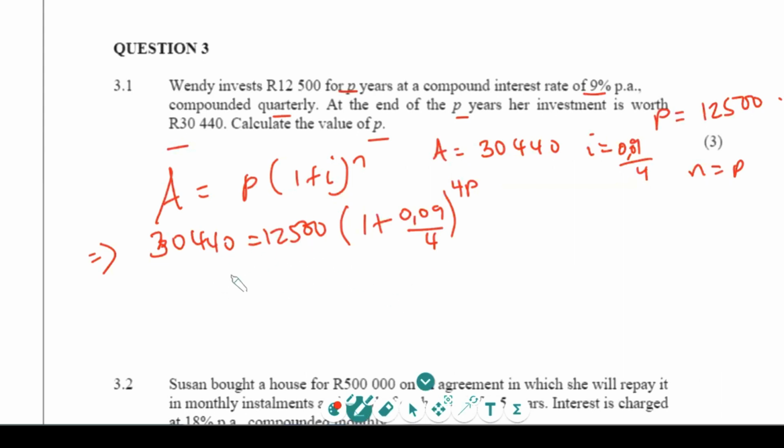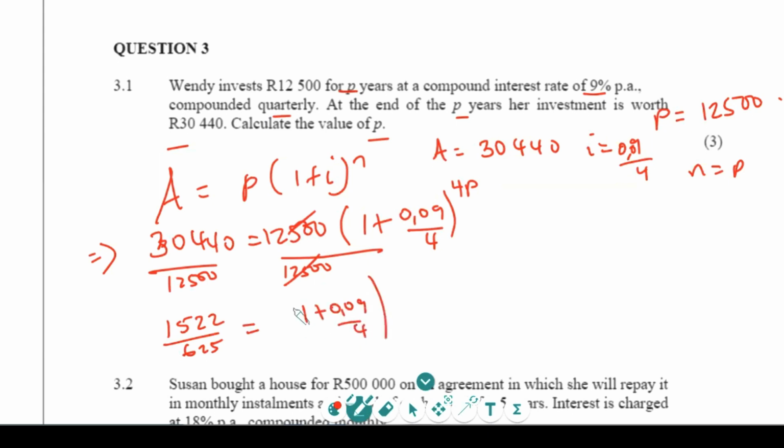Then I'll divide both sides by 12,500, so this will cancel that, and this is going to give me 1522 over 625 is equal to 1 plus 0.09 over 4, to the 4P. I don't want to simplify it, it's okay. At this point, for as long as I'm looking for unknowns that are within the exponential format, I'll need to introduce the logs on either side of the equal sign.